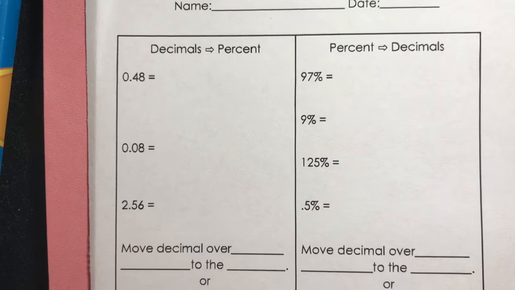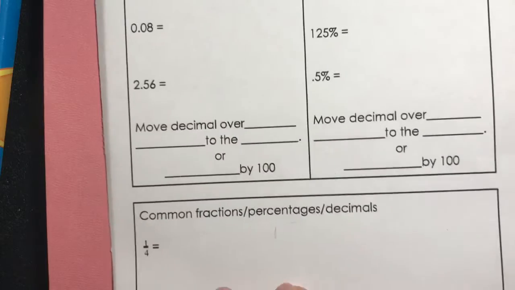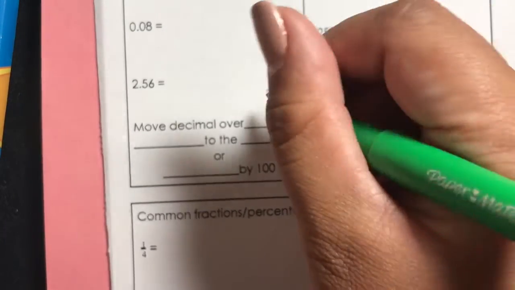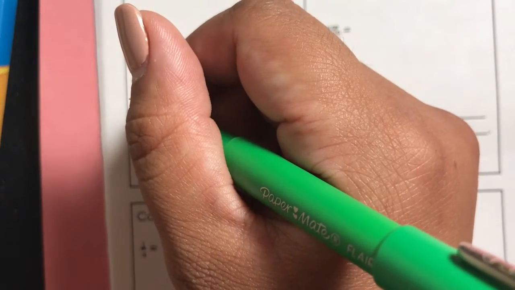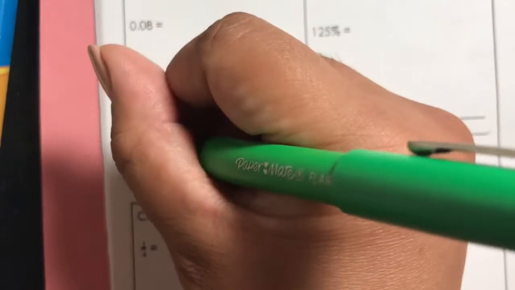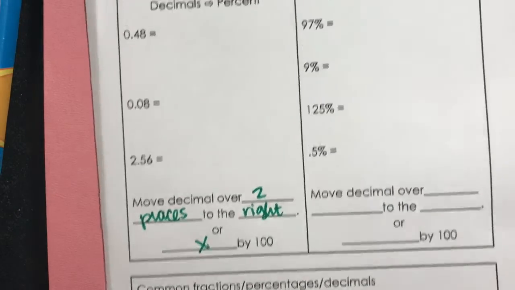Okay, so in this part of the video, this one is pretty easy. It's for decimals: how to turn a decimal into a percent and a percent into a decimal, and this one is fairly simple. So for decimals to percent, you just need to move the decimal over 2 places to the right, which is the same thing as multiplying by 100.